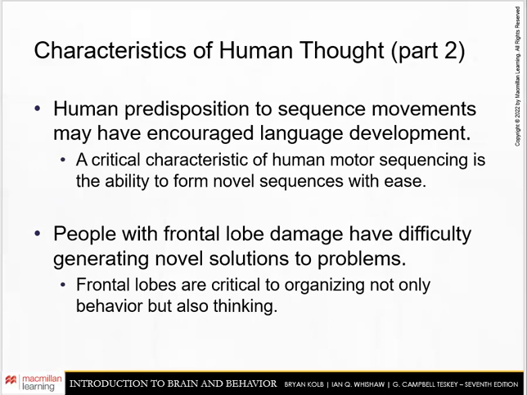Now, humans also have a predisposition to sequence movements. And this may have been encouraged by language development. A critical characteristic of human motor sequencing is the ability to form novel sequences with ease. We're able to pick up on some of those sequences very quickly. So if I again ask you what sound does that ball make, you probably say woo. I've only taught you that one time, but you're able to make that association really, really quickly. In the presence of that ball, it makes the sound woo.